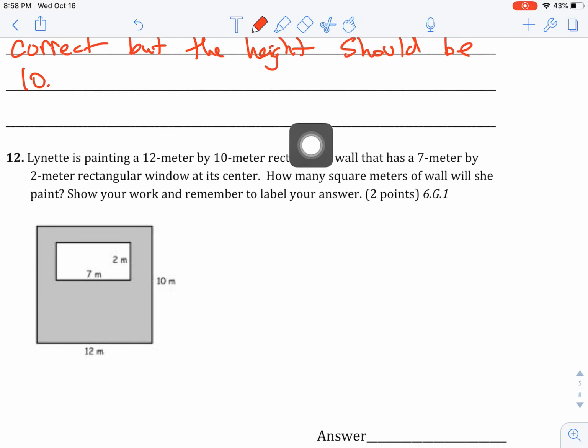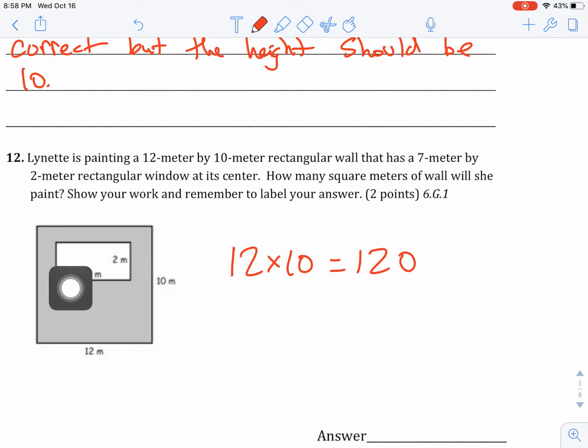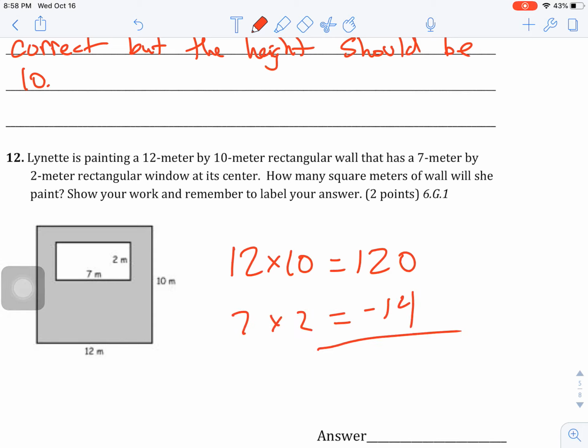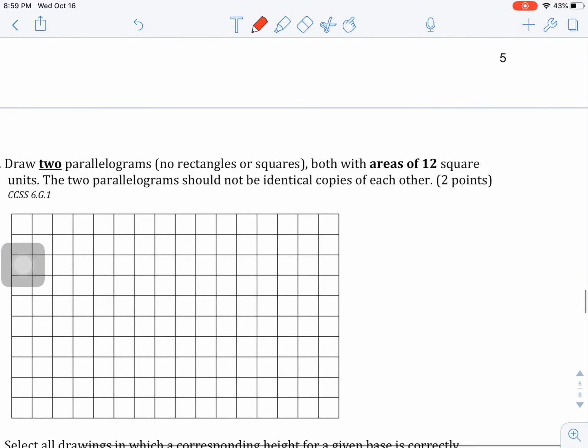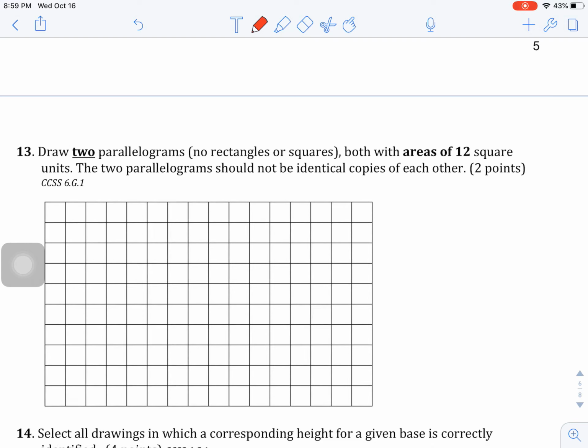So on this one, they're painting a rectangular wall, but it's got a window in the center, which is this here. So how many square meters of paint will she put on this wall? Well, a lot of you did pretty well on this, but what I'm going to do is find the area of the whole wall, which would be 12 times 10, and then find the area of the window and just subtract it. So minus 14 from that, and that's going to leave you with the shaded area, which would be 106 meters squared.